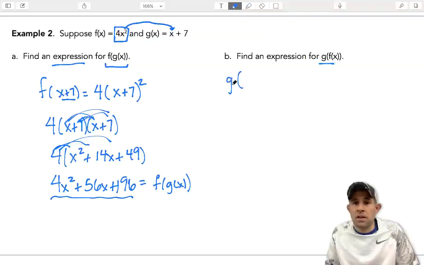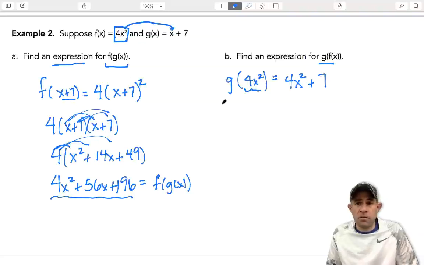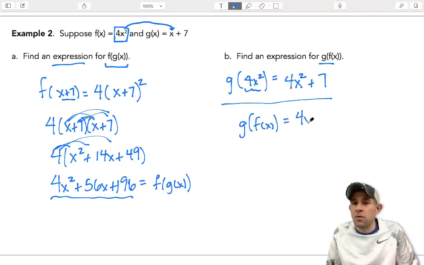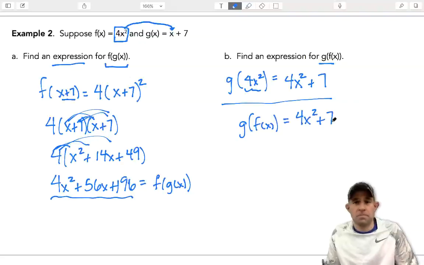So we're going to say it is g of 4x squared, and our function for g is x plus 7. However, the x is 4x squared, so it'll be 4x squared plus 7. Now, there's no simplifying we need to do, so here is our expression for g of f of x, which is 4x squared plus 7.